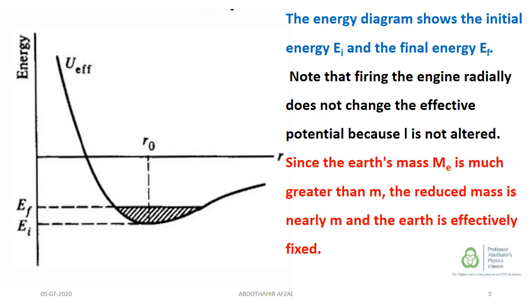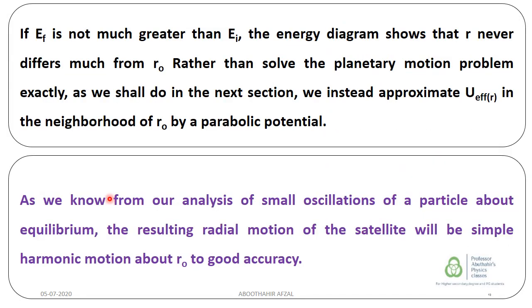L is angular momentum, which is not altered. Next slide. Angular momentum of the satellite is not altered. If EF is not much greater than EI, the energy diagram shows that R never differs much from R0. Rather than solve the planetary motion problem exactly as we do in the next section, we instead approximate U effective in the neighborhood of R0 by a parabolic potential.